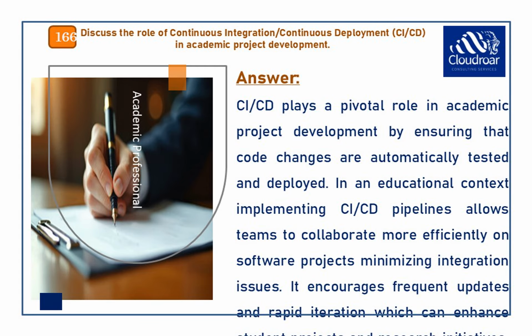Question 166. Discuss the role of continuous integration, continuous deployment, CI/CD, in academic project development. CI/CD plays a pivotal role in academic project development by ensuring that code changes are automatically tested and deployed. In an educational context, implementing CI/CD pipelines allows teams to collaborate more efficiently on software projects, minimizing integration issues. It encourages frequent updates and rapid iteration, which can enhance student projects and research initiatives.